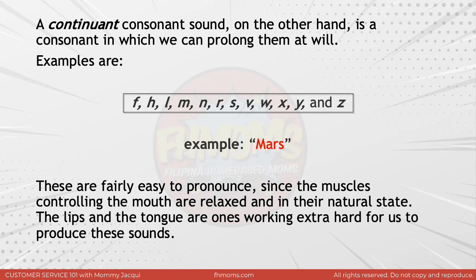A continuant consonant sound, on the other hand, is a consonant in which we can prolong them at will. Examples are l, m, n, r, s, v, w, x, y, and z. For example, for the word Mars, you can prolong 3 of these consonant sounds and say Mmmaarrrsss. These are fairly easy to pronounce since the muscles controlling the mouth are relaxed and in their natural state. The lips and the tongue are the ones working extra hard for us to produce these sounds.